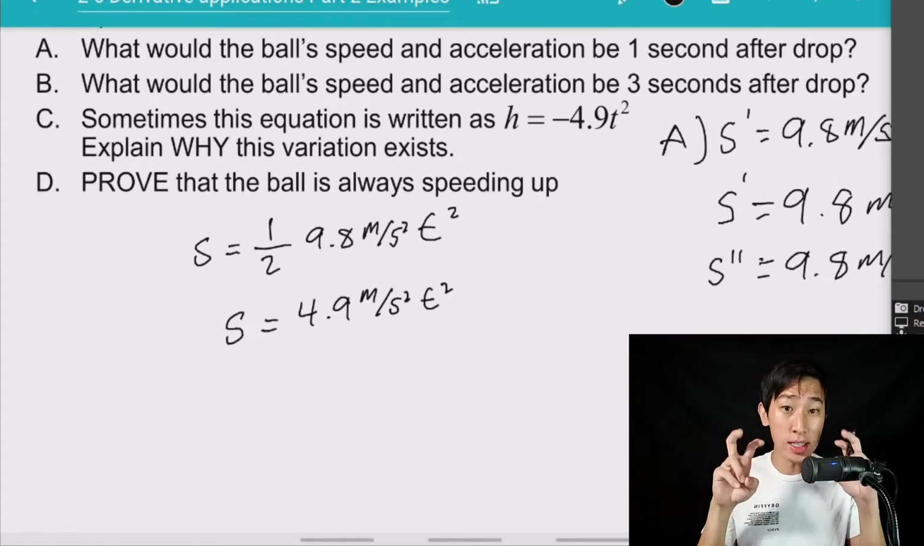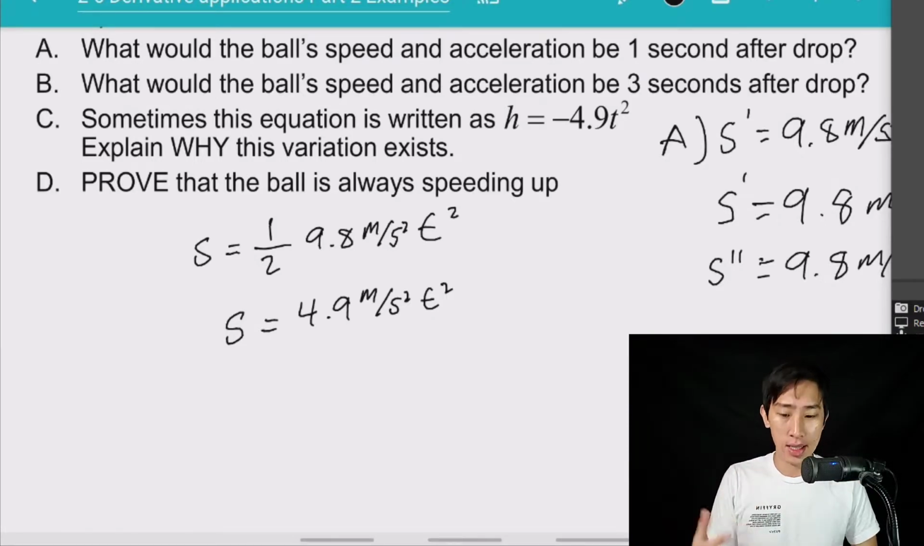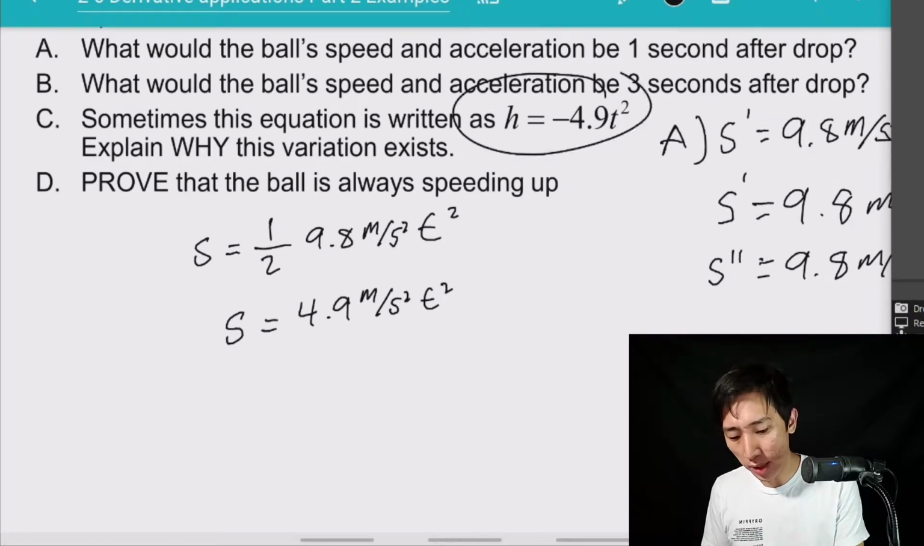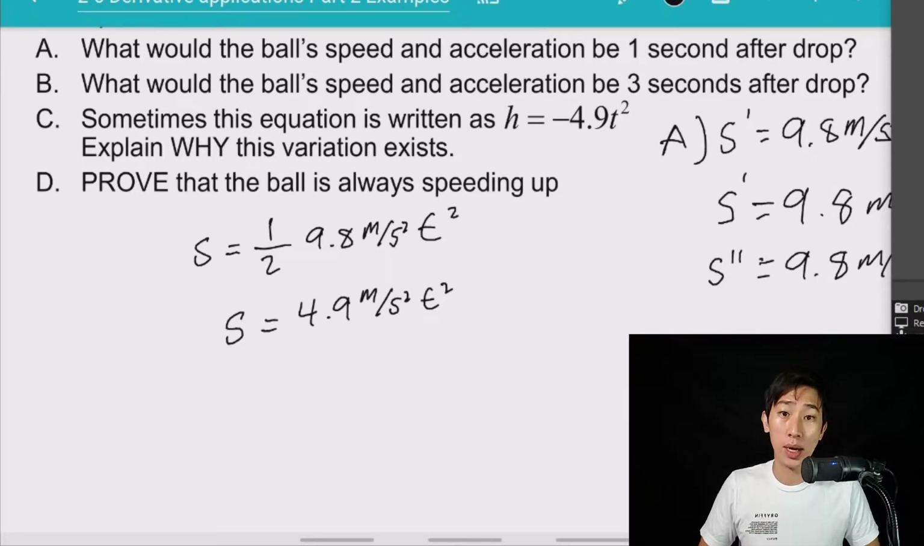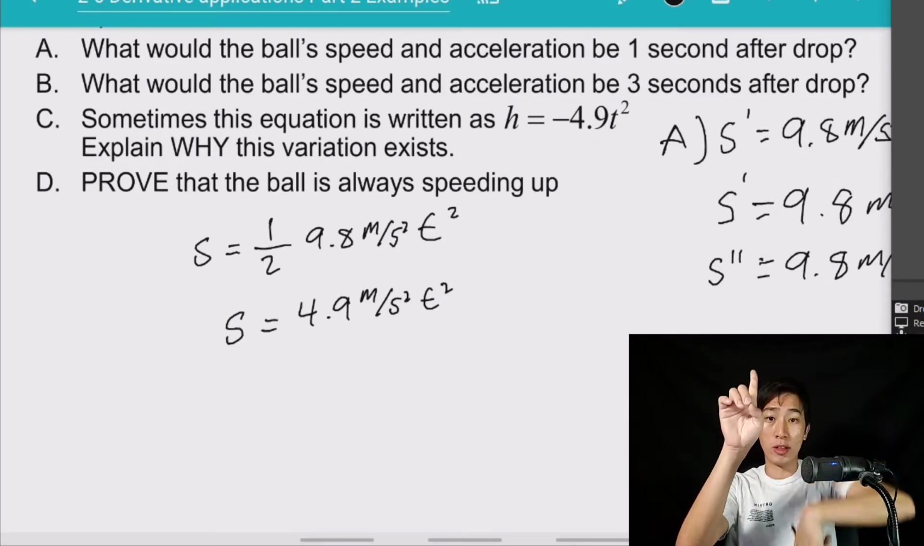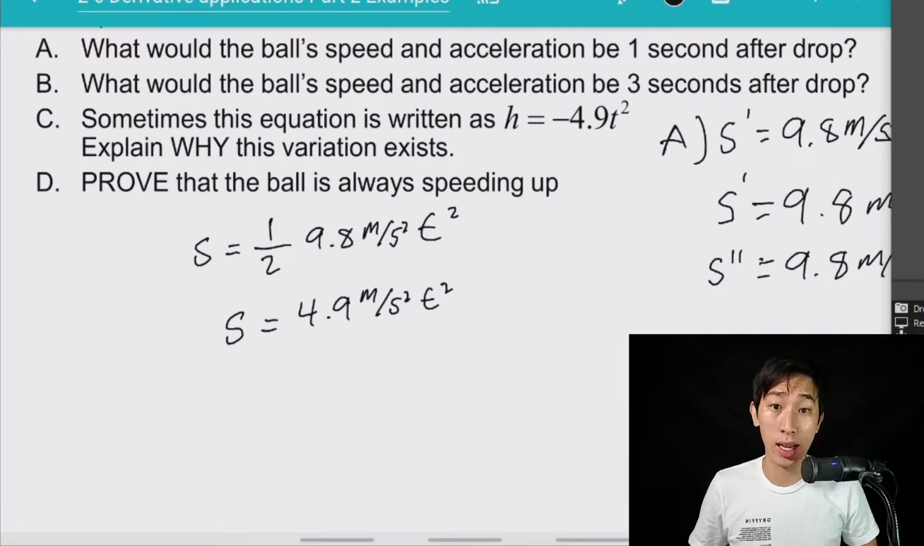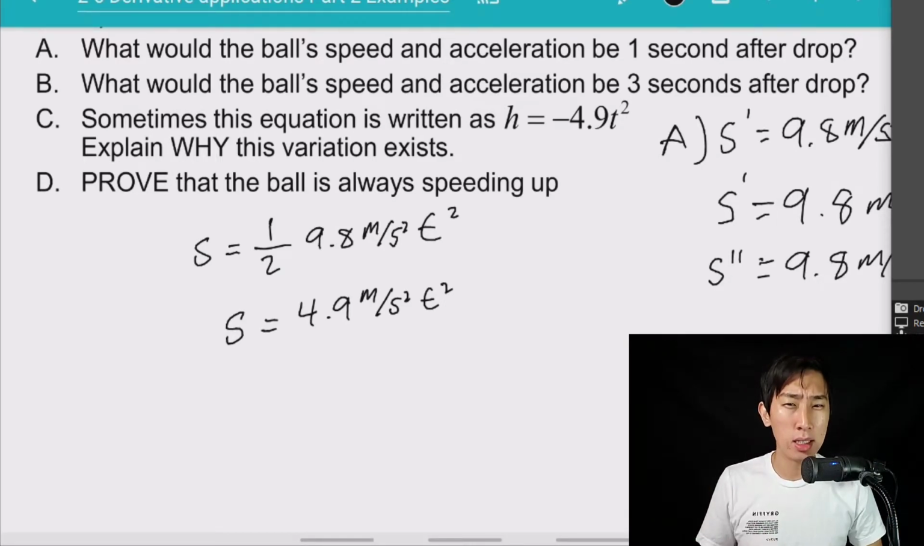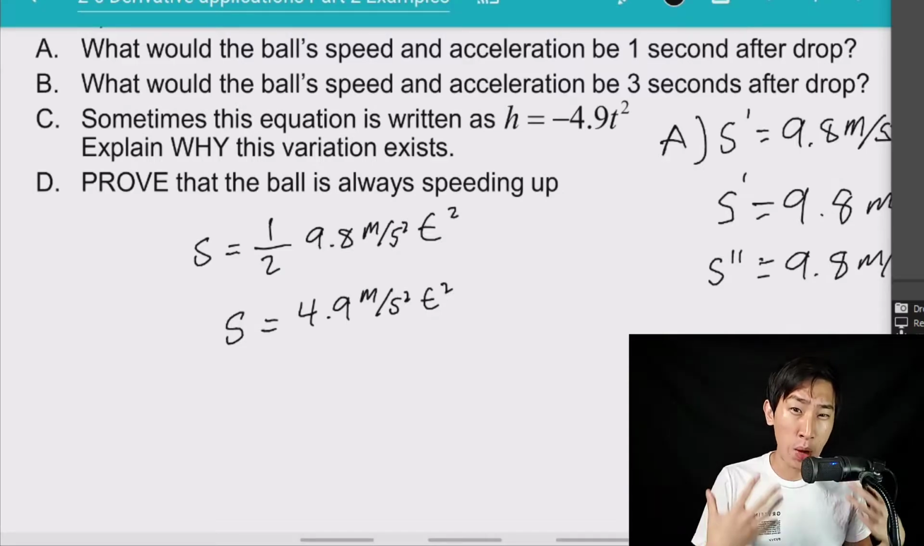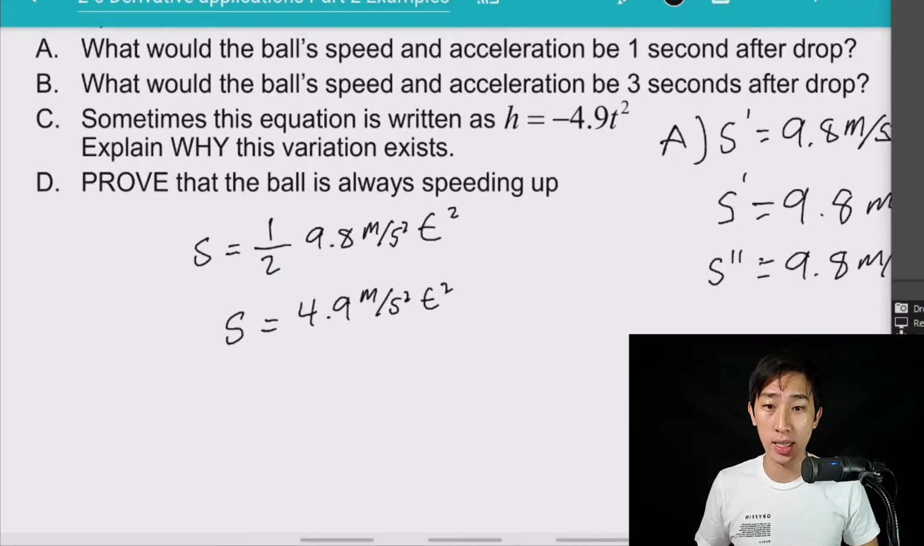So my positive direction is down. Whereas this one that we're given over here, we're assuming that my positive direction is up. So as gravity's pulling it down, that's why we get that extra negative. But again, basically all this is saying is you have to know the context of your positives and negatives.